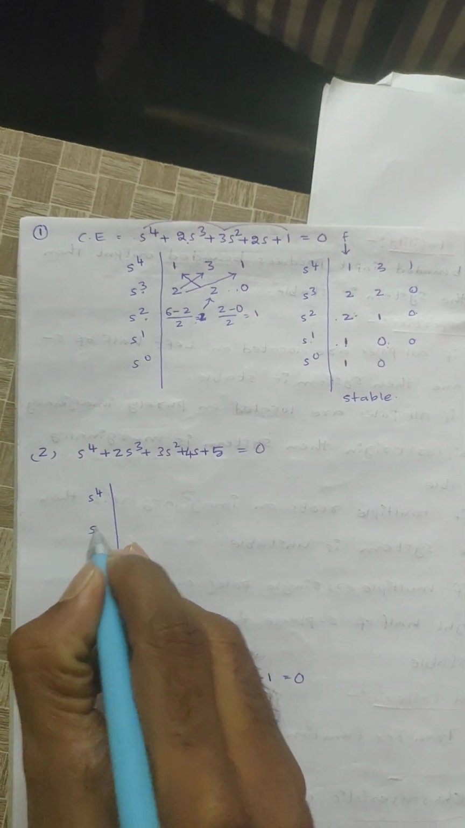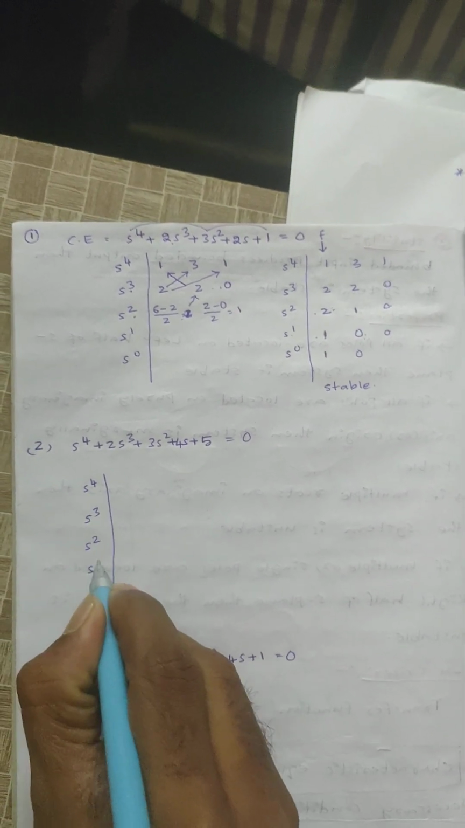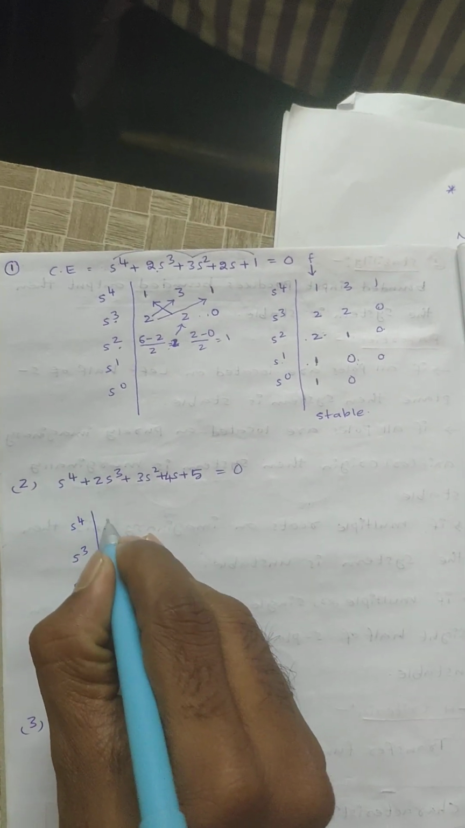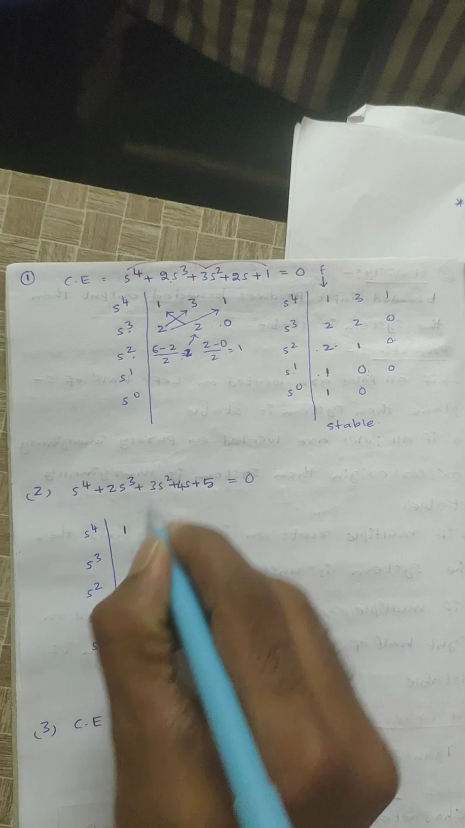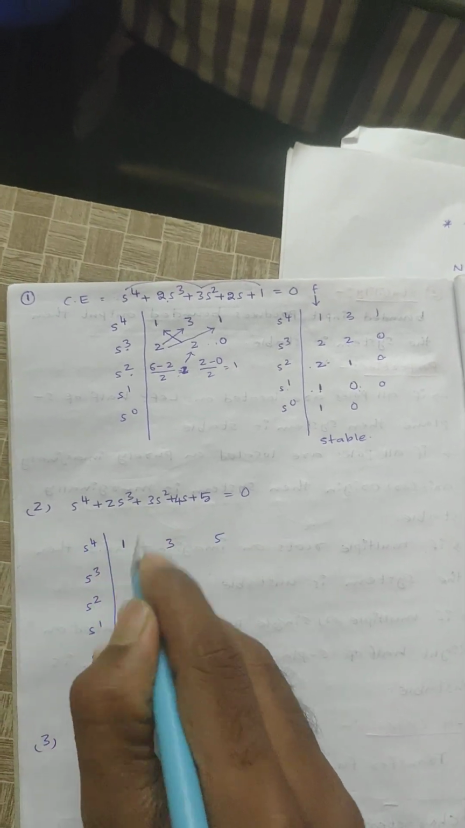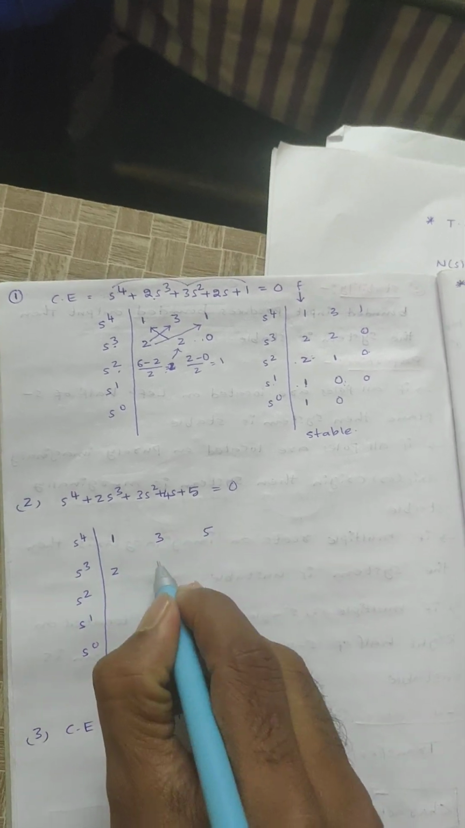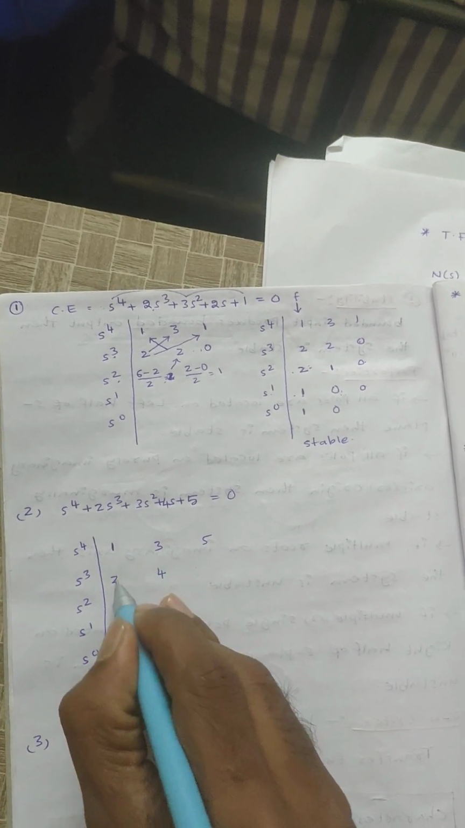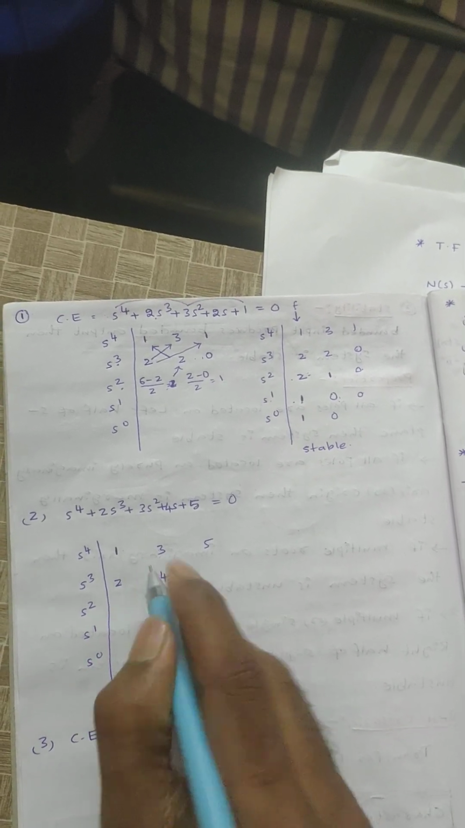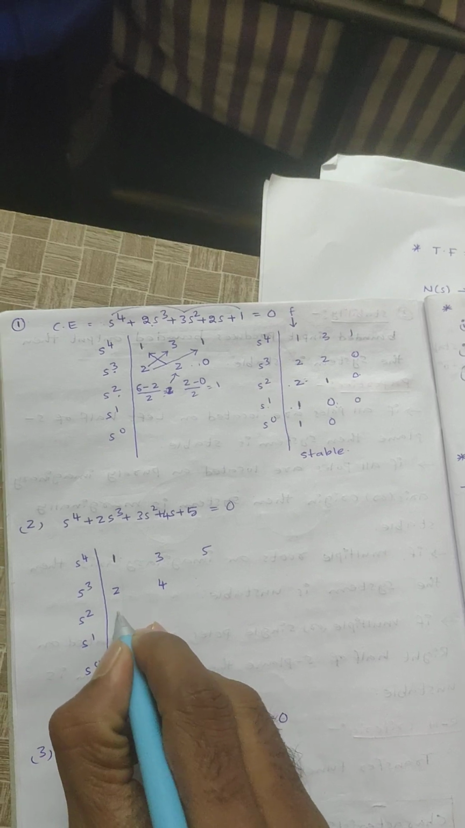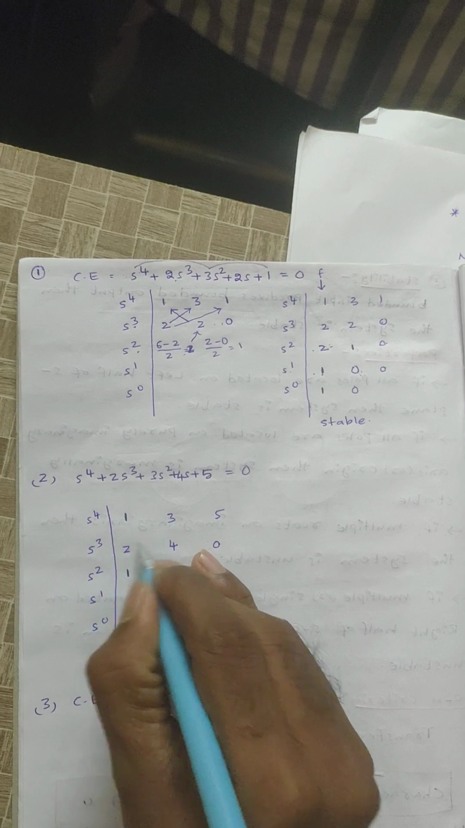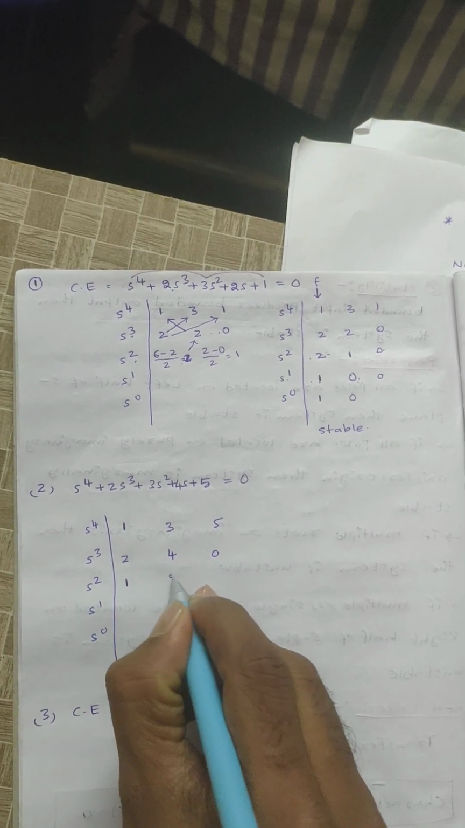See here, s power 4, s cube, s square, s power 1, s power 0, right? First I have to write the s power 4 coefficient, that is 1. Next s square 3, next constant 5, right? Next s cube 2, next s term 4. That is 2 into 3, 6 minus 4 into 1, 4, that is 6 minus 4, 2 divided by 2, you will get 1. Next 2 into 5, 10 minus 0, right? 10 divided by 2, you will get 5.